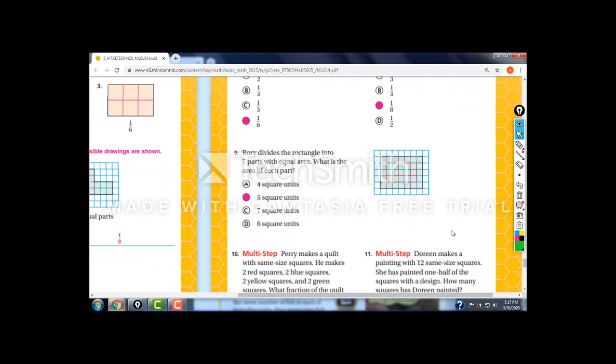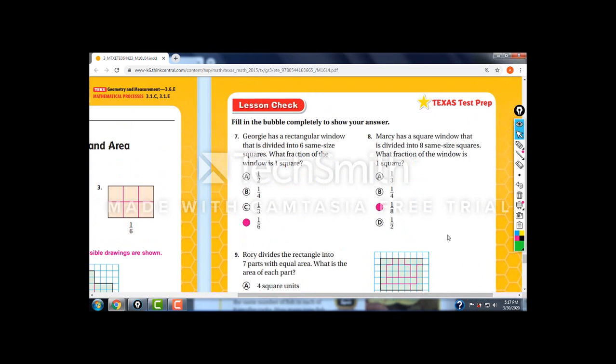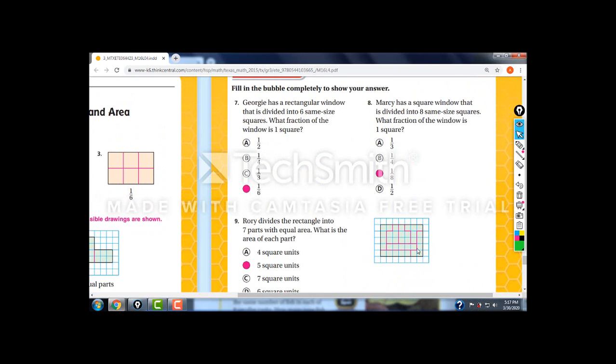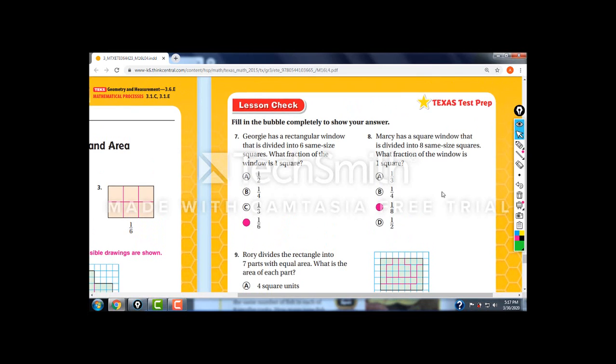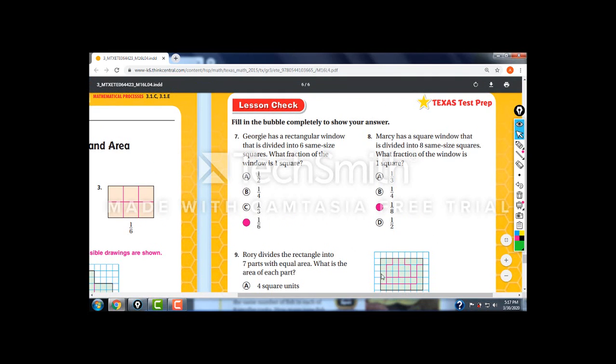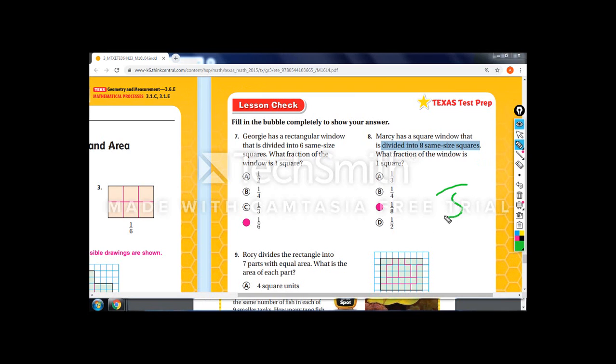Try to make this larger. I'm sorry. Okay. So take a look at this. How many do we have in each one? There's 1, 2, 3, 4, 5. I'm sorry, I'm looking at the wrong one. This one doesn't go with this one. There's only 5 here. So divided into 8 same-size squares. That's your 8 right there. I was looking at this problem here, and I'm like, this does not make sense.